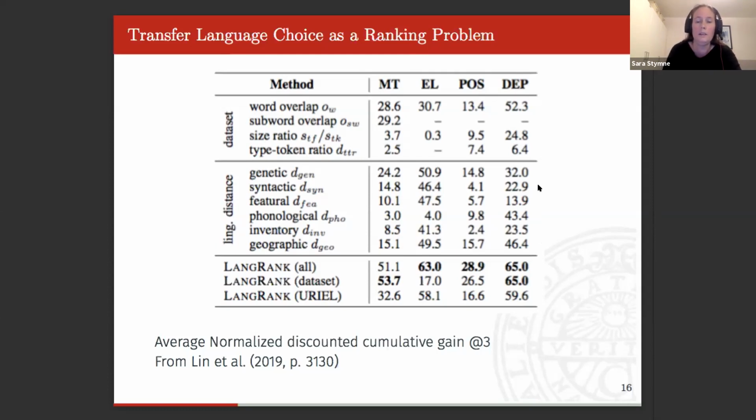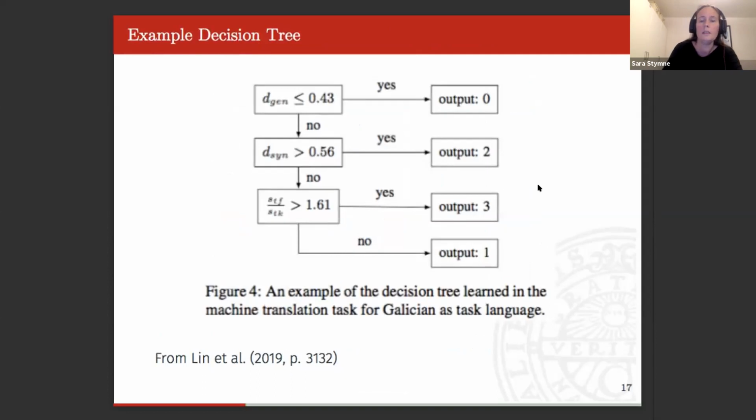And here is also an example of a decision tree. So this is for machine translation into Galician because that's what they had in the paper, but they say that this holds quite often across tasks as well. So you can see that the top deciding feature is actually the genetic distance. So if there is a close enough related language, it's better to choose that. Only if that's not the case, they fall back to these data set features, like here's the ratio between the size of the transfer and the target language.